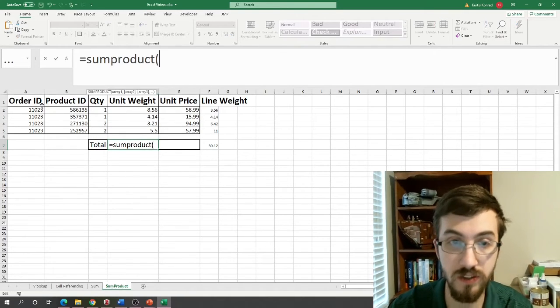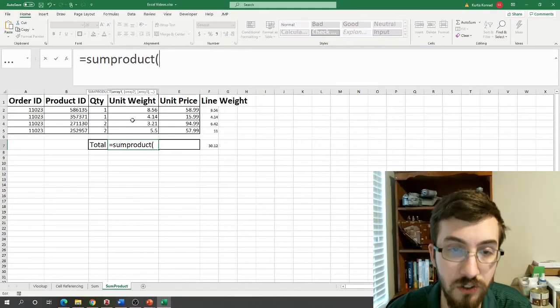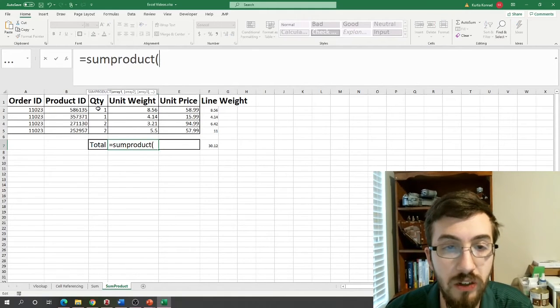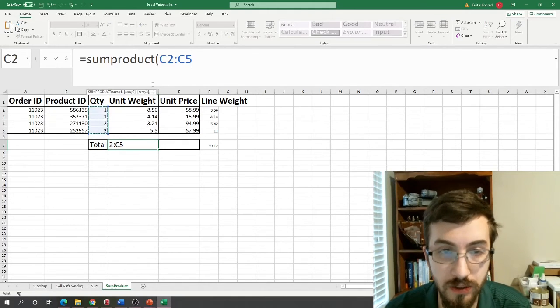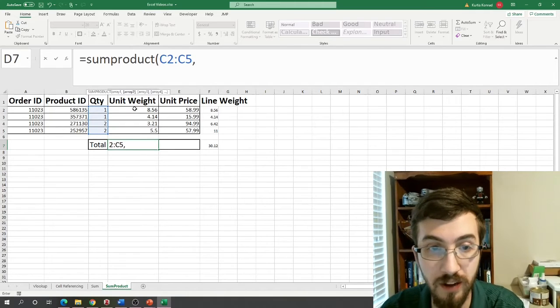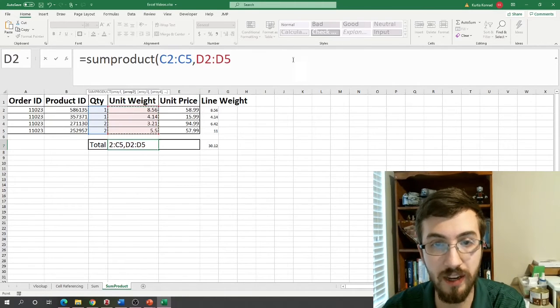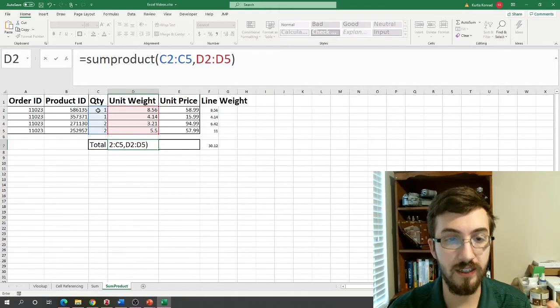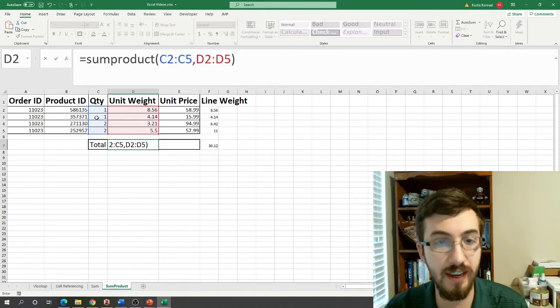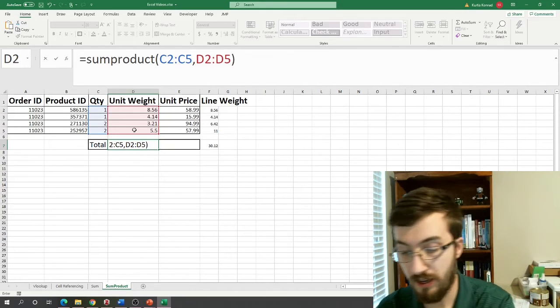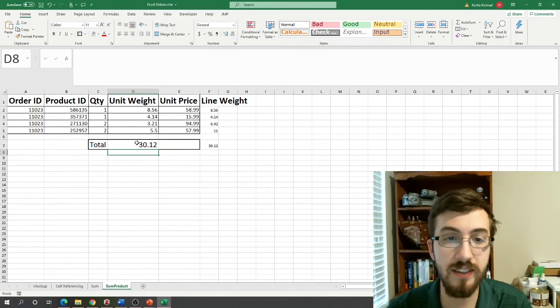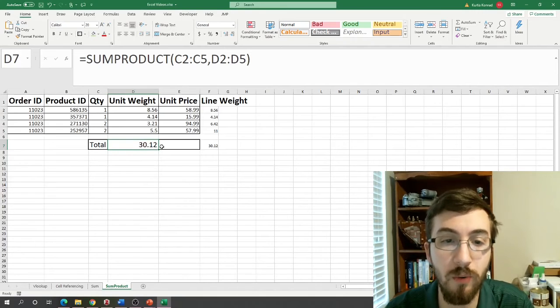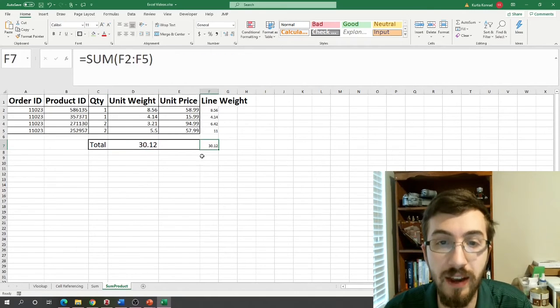So if we use the SumProduct feature here, and we do the quantity column, comma, the unit weight column. Remember, SumProduct takes the first of each, multiplies them, adds that to the second pair that are multiplied, and so on. And we hit enter, and we see our total weight is 30.12, which is the same as if we did it the long way.